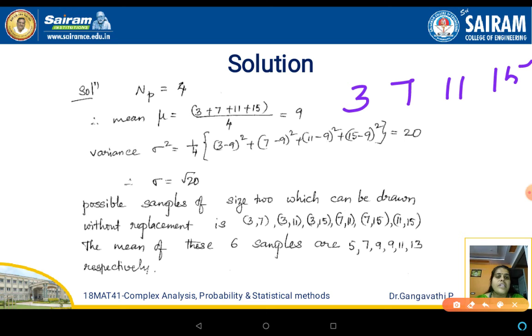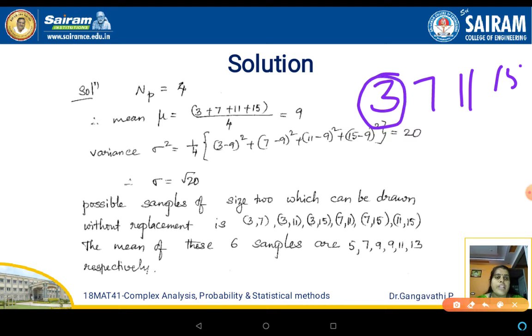So let us take the first element 3. 3 can be paired with 7, 3 can be paired with 11, 3 can be paired with 15. So the possible samples are 3 7, 3 11 and 3 15. Now 3 has been already taken, so keep it aside. You have already drawn it, and without replacement has been given as a condition for us, so we are going to keep that aside. For the next element, out of the given elements 3, 7, 11 and 15, 3 has been ruled out because we have already drawn and kept it aside.